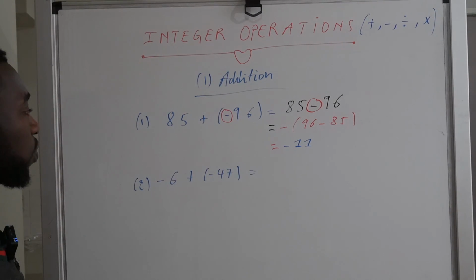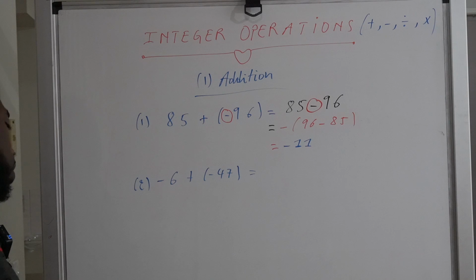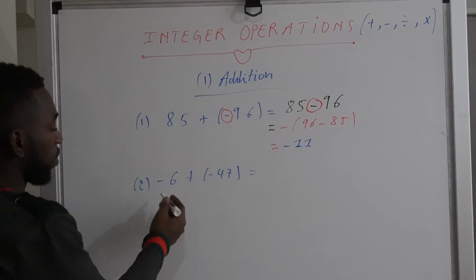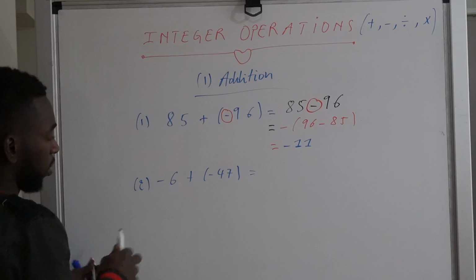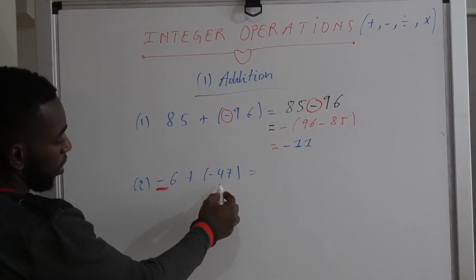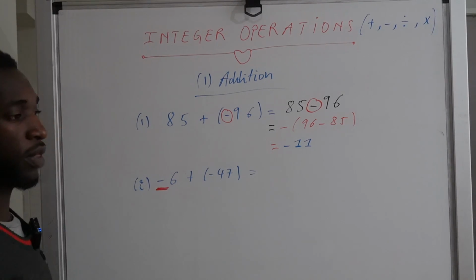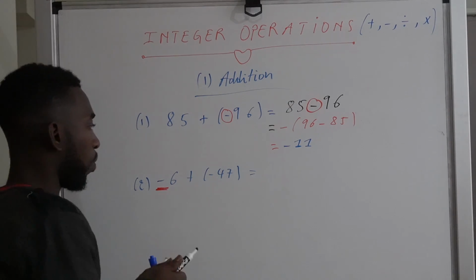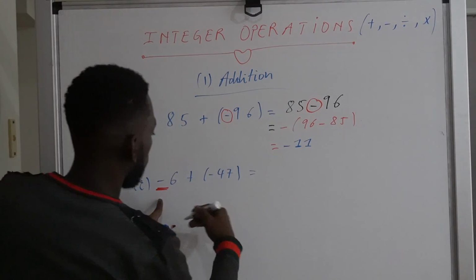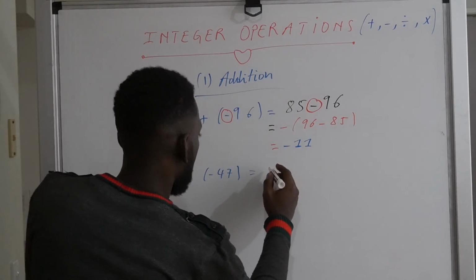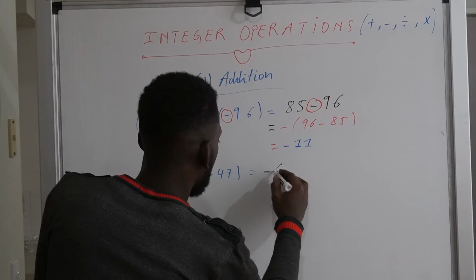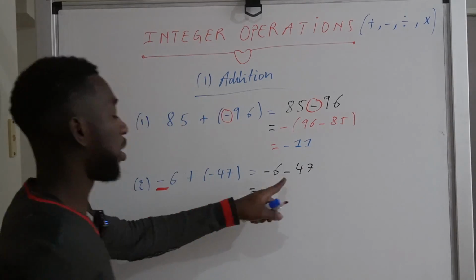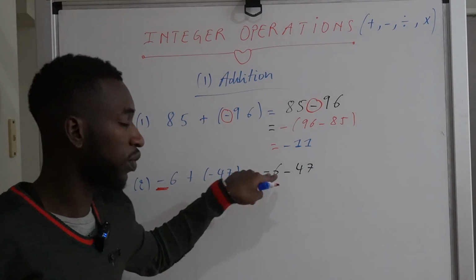Now if we move on to the next one, look at the nature of these two numbers. So this number is negative and this one is negative, right? So two negatives, when they meet, what do we do? Interesting. So what you do is basically the same concept. Let's rewrite this, and it becomes negative 6 minus 47. And then what you do now, we have two negatives.